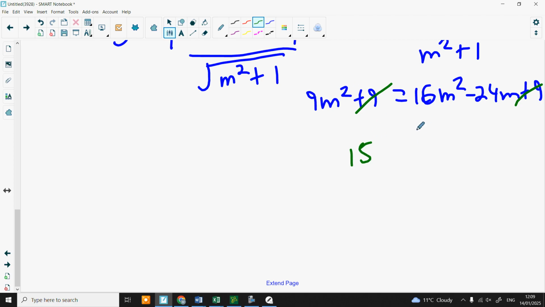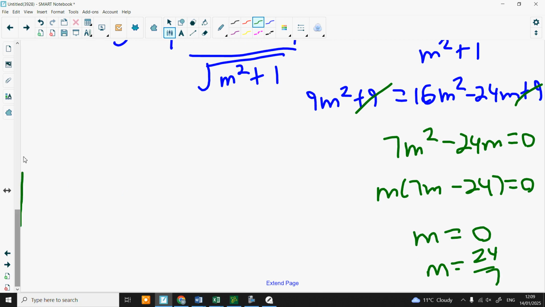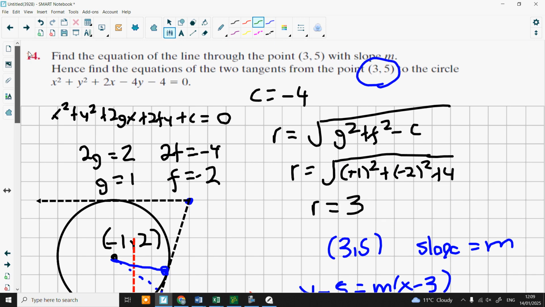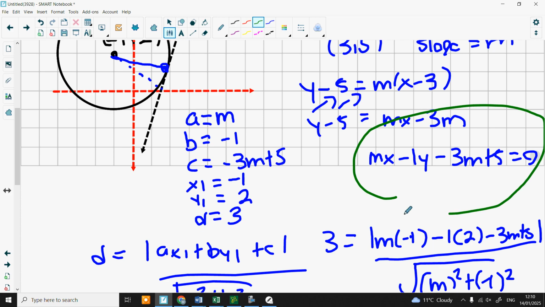15. Is that right? Not 15. 7. 7m squared minus 24m equals 0. m into 7m minus 24 equals 0. m equals 0 as expected, level with the axis. And m equals 24 over 7, a positive slope. Put them back in, and you can find the equation of the two tangents. Just sub them back into that formula, and you have your answers.